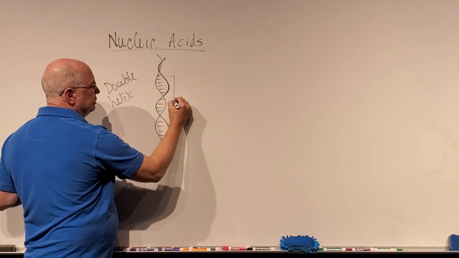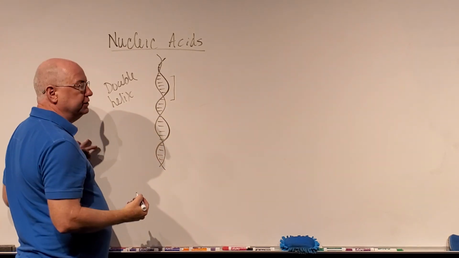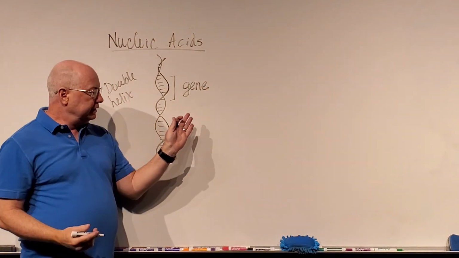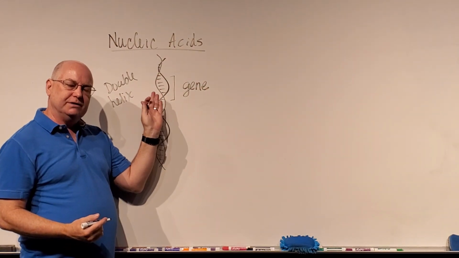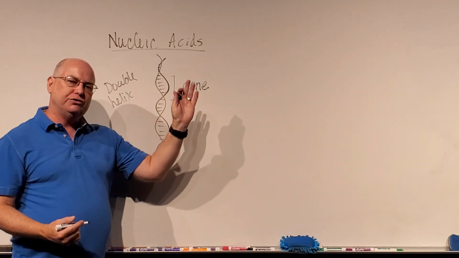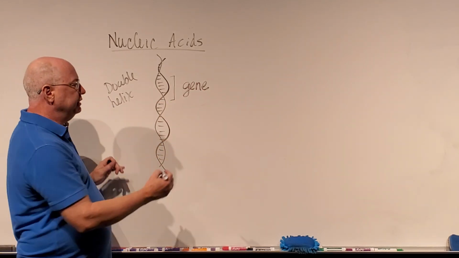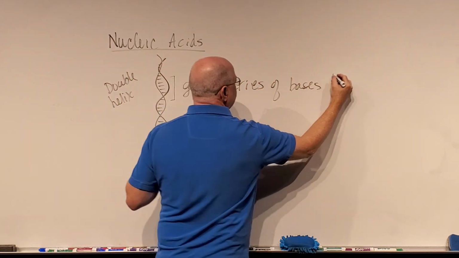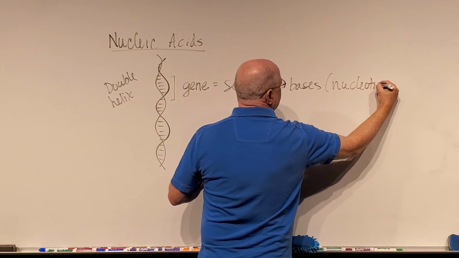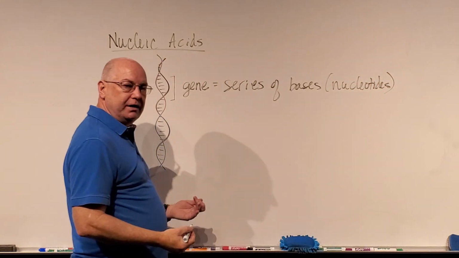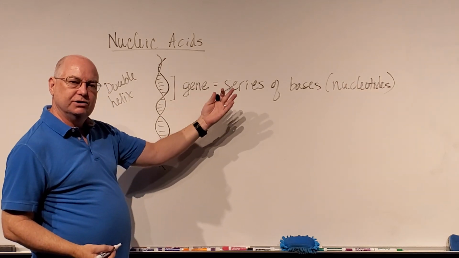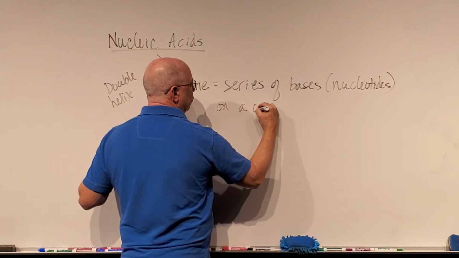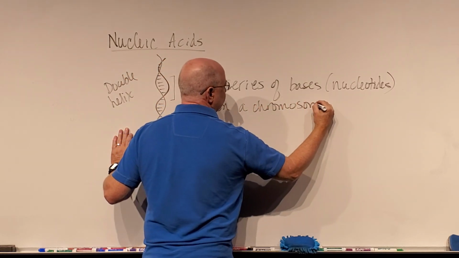And in this area, there's a certain number of bases that might code for a specific protein, and we call this a gene. A gene is a series of bases on a piece of DNA that is the instructions for the order of amino acids in a protein. I'm going to write that out. It's a series of bases, or we could say nucleotides, but we're going to learn in a little bit what nucleotides are made of, and one of the major parts of the nucleotide is this nitrogenous base. But it's a series of bases or nucleotides on a chromosome, I'll explain what a chromosome is in a minute.